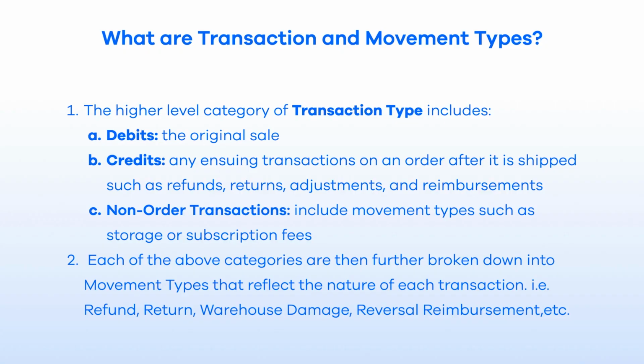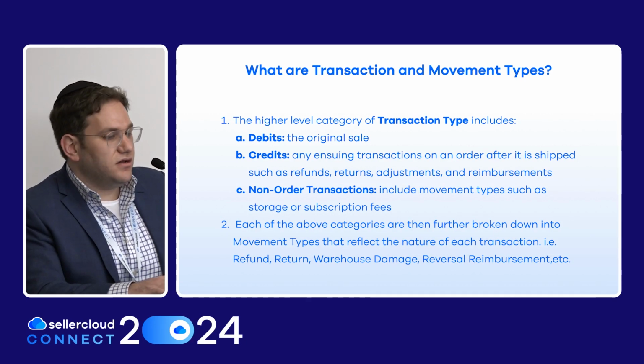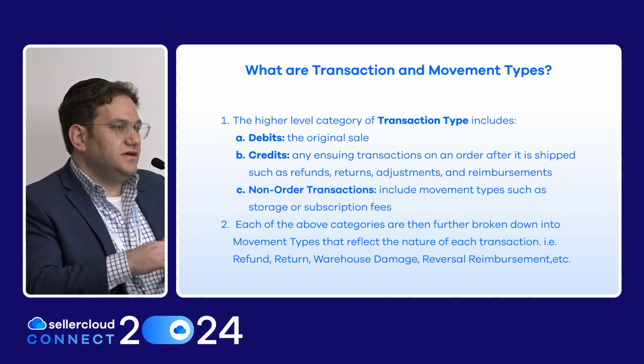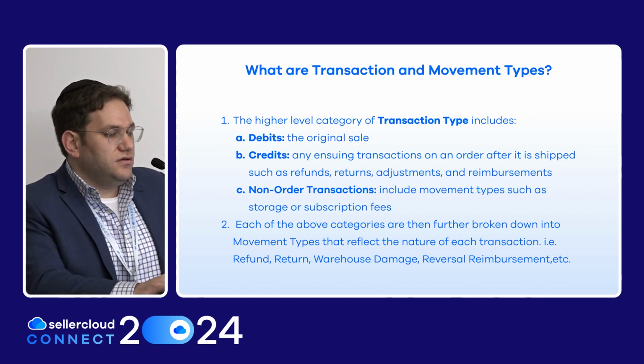Next, I'm going to tackle one of the more difficult subjects, and that is transaction and movement types. In Sellercloud, we have transaction detail reports, and the product profit report also shows you breakdowns based on the type of transaction. We have a higher-level category of transaction type that then gets further broken down into movement types. In the higher-level category of transaction types, you have debits and credits.